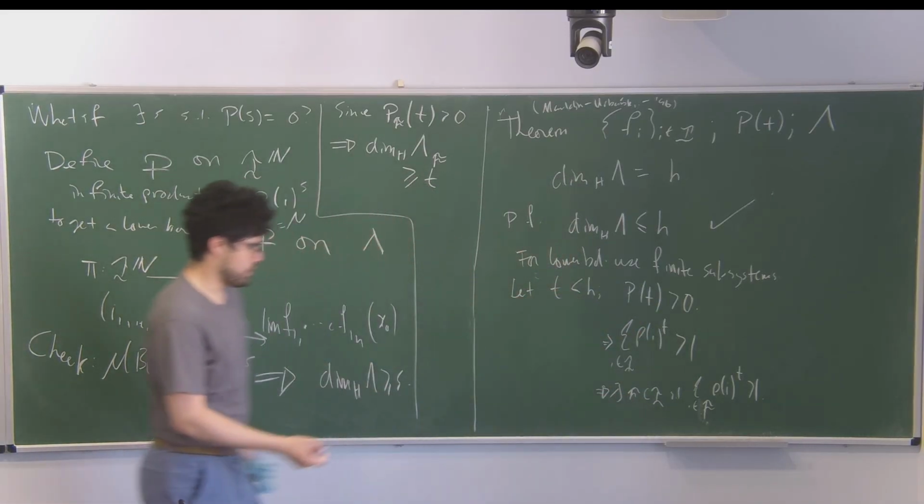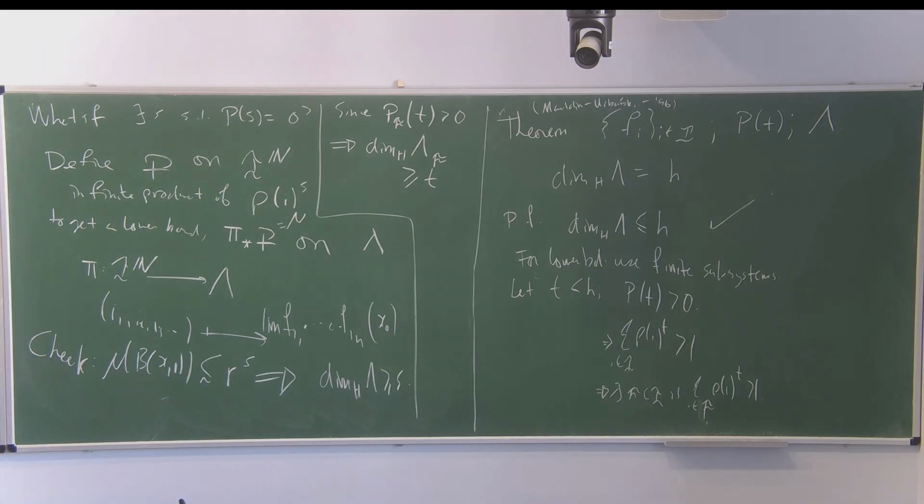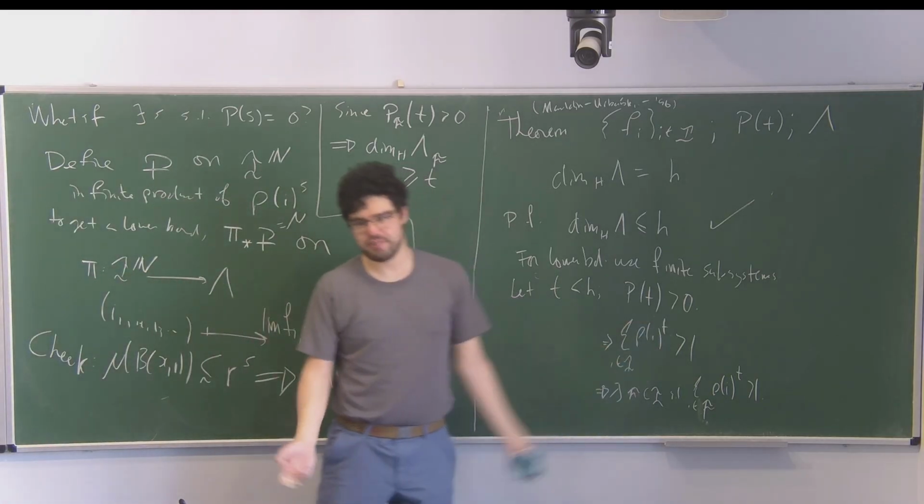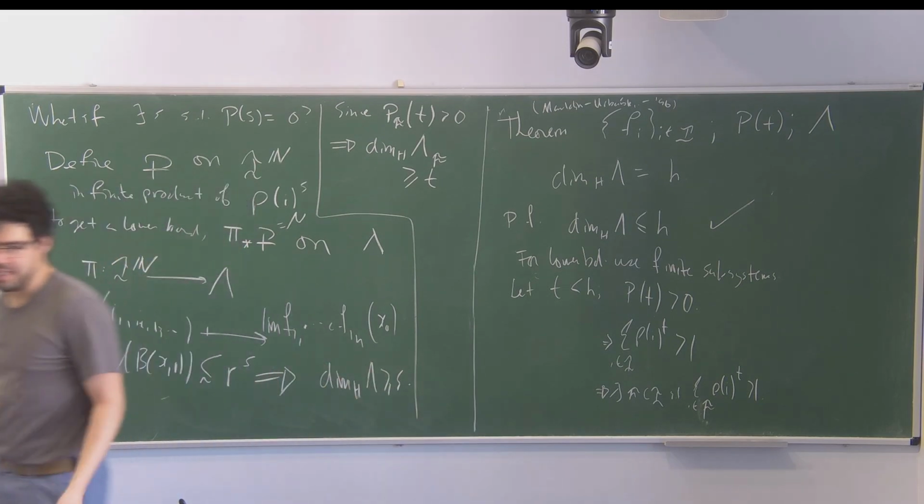T less than h was arbitrary. So this is how you can prove it in the general case. There's basically only one extra observation required in the general case, which is that you start with an infinite sum and you approximate the infinite sum from within by a finite sum. That's it. Otherwise, the infinite case is the same.